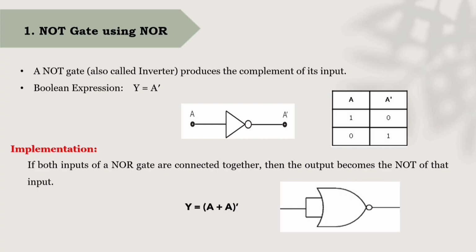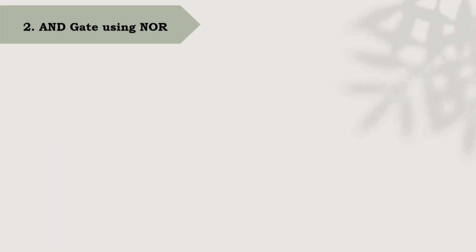This is how the logic circuit of the NOT gate will look like when it is designed only by NOR gate. Here, the inputs of the NOR gate are shorted and it is considered as a single input. Whenever the input is A, the output will always remain as A complement. Let's move to the next gate.